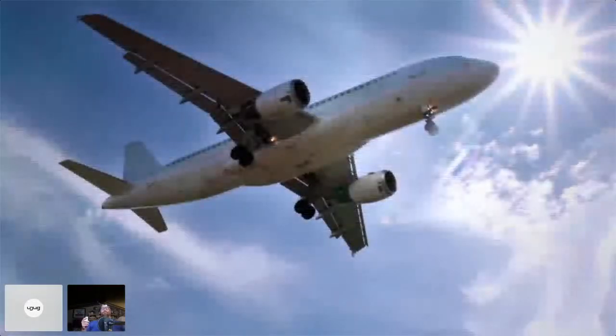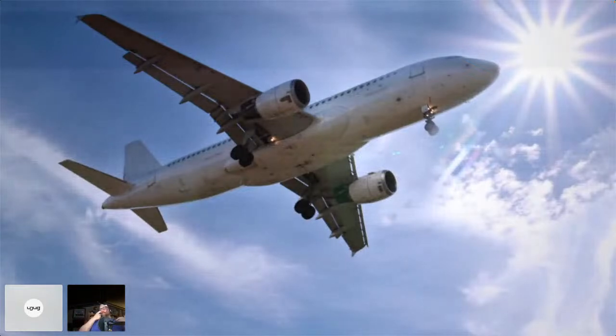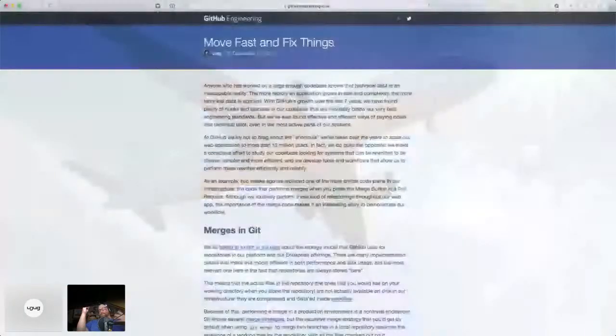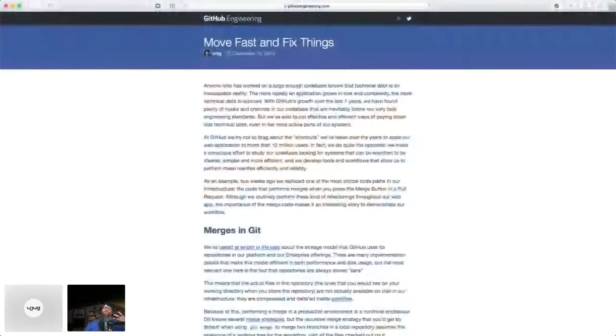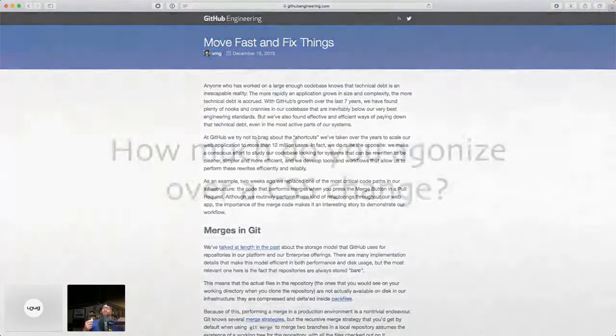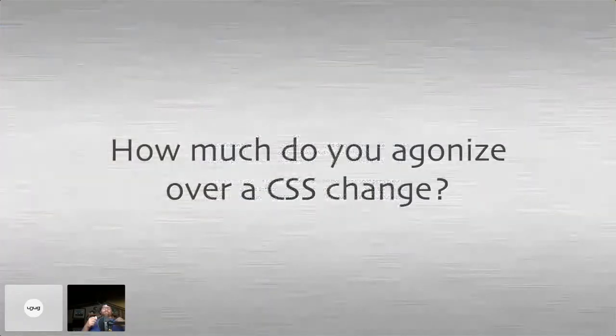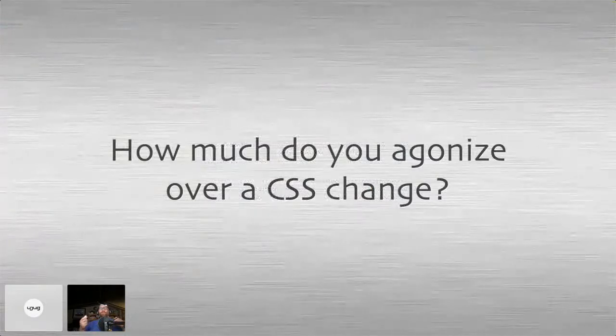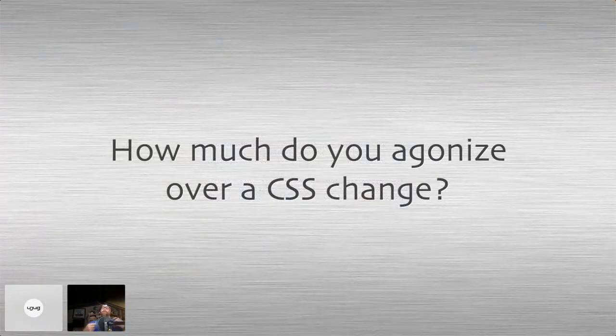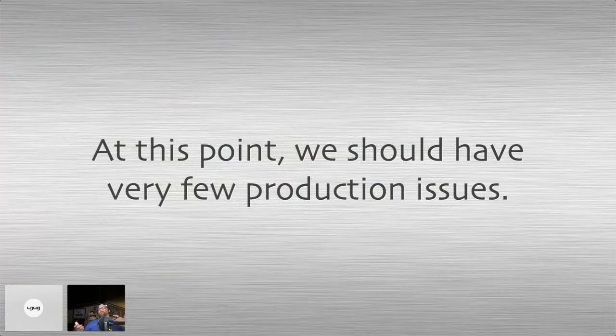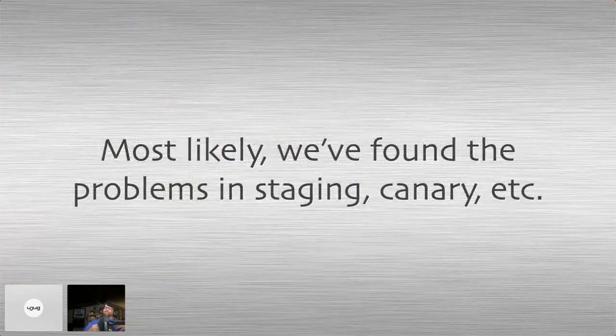Now, to be clear, a lot of engineering effort and discipline went into this. It wasn't just a YOLO, let's see what happens, it's probably going to be fine. They put a lot of time into it, and they took the time to write about it. And so this is something we can all learn from. And I bring this up mostly to say, think about how much time you've agonized over a relatively simple change. It doesn't have to be that way. We can do this differently. Now, hopefully by now we have almost no issues in production. We have found them earlier in the process.